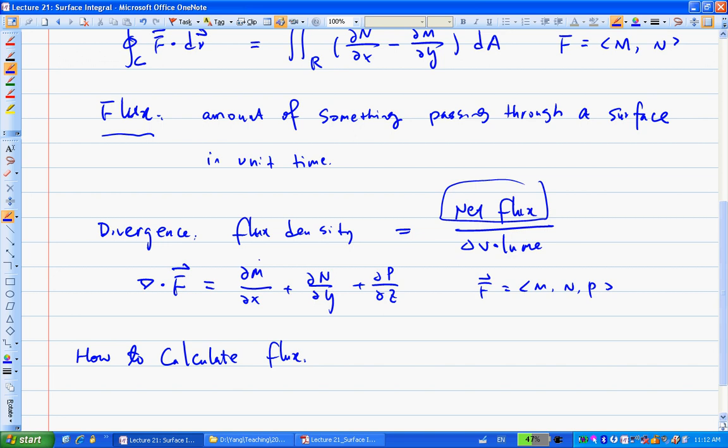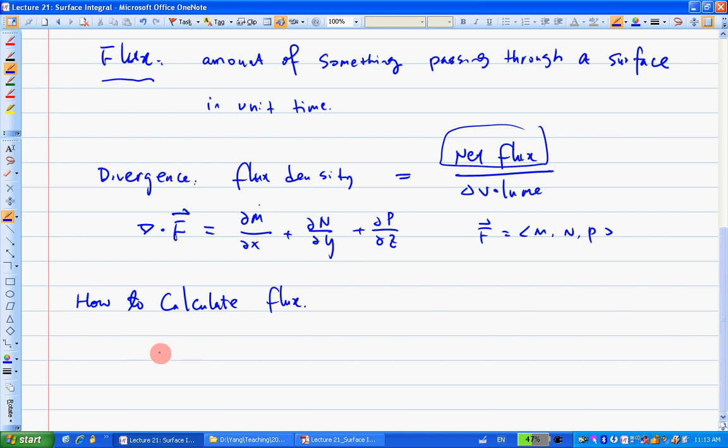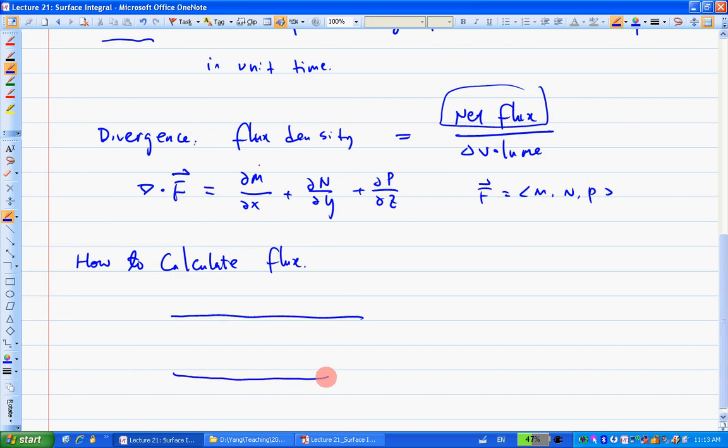So to calculate the flux, I'll give you a simple example. Let's say I have a hose here. Water is flowing in the hose, and this cross-section here has an area of A. Let's say water is flowing at a constant velocity V, and the V in this particular case is perpendicular to this A, right?